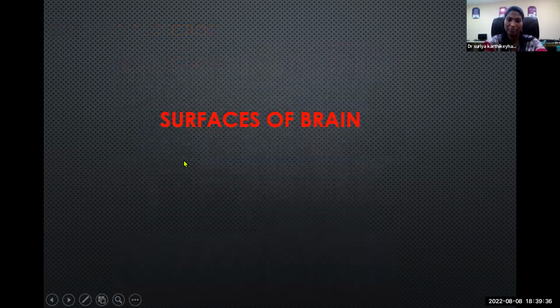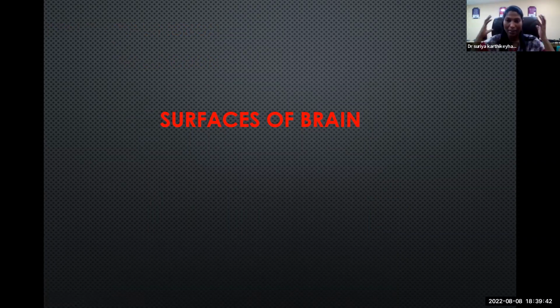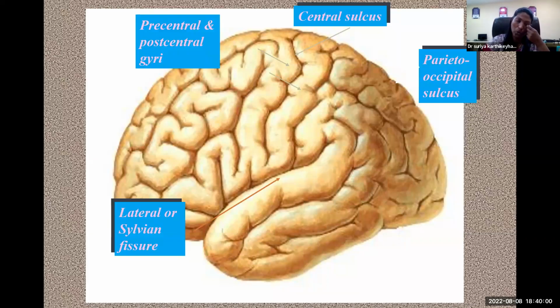Okay. Moving on to the surfaces of the brain. What are the surfaces of the brain? We have the lateral surface, that is called the supralateral surface. And when we make a cut section, we have the two hemispheres, and then we can see the medial surface also. So there is a supralateral surface, a medial surface, and an inferior surface of the brain. Okay, there are three surfaces: supralateral, inferior, and medial surface of the brain.